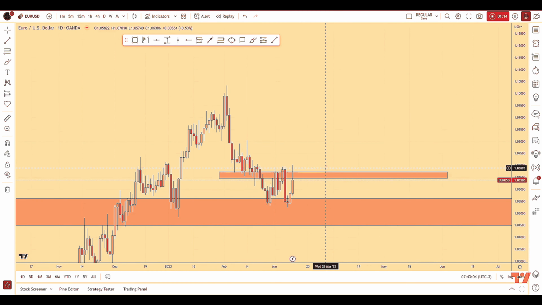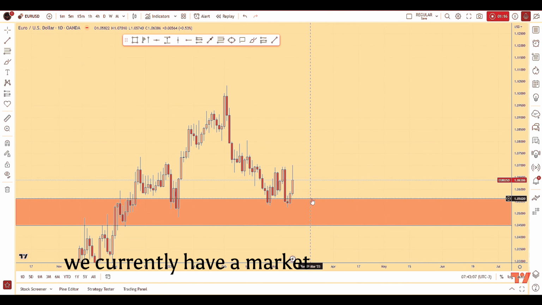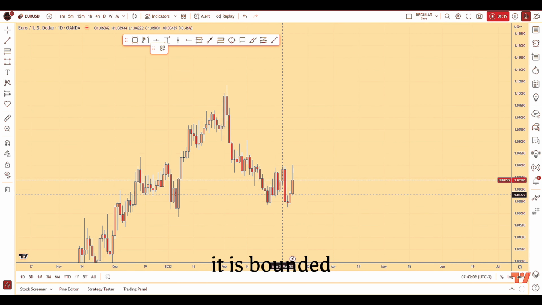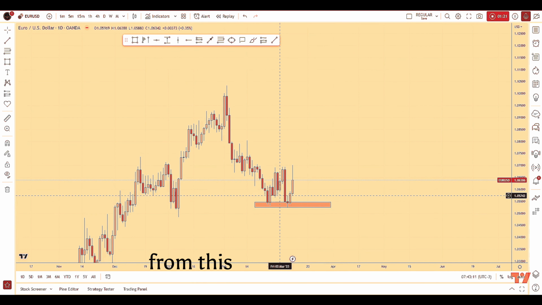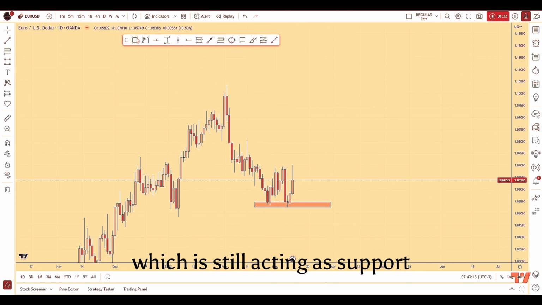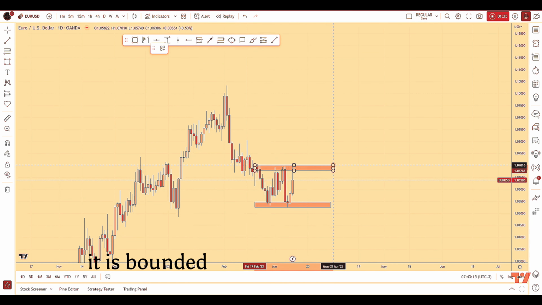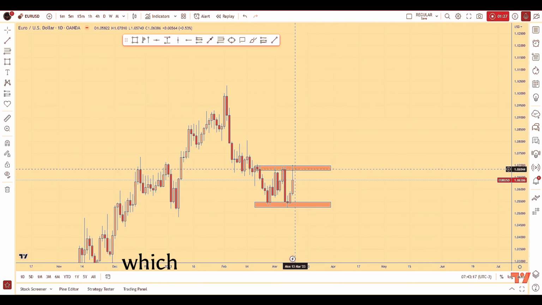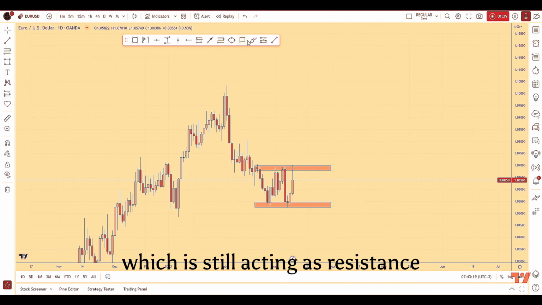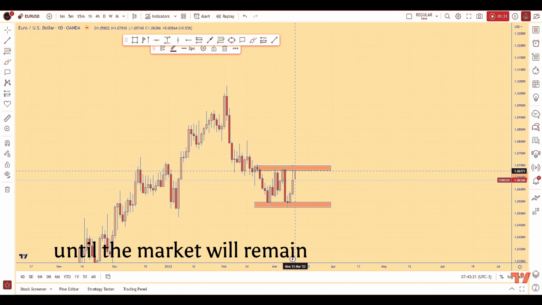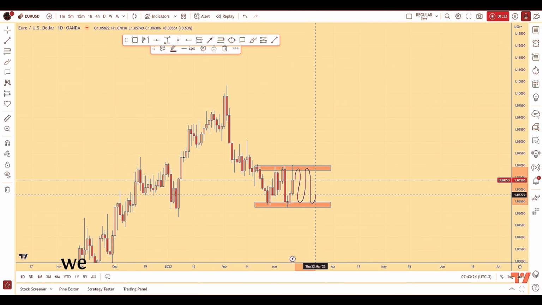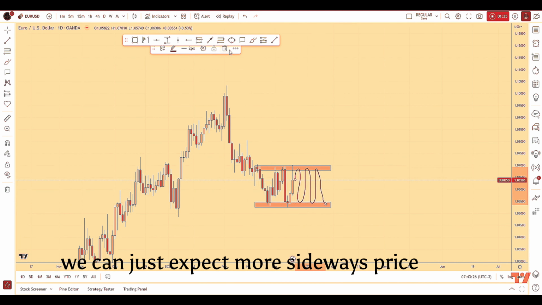Now, here on the daily, the structure is very clear. We currently have a market which is bounded. It is bounded at the bottom from this previous support, which is still acting as support, and at the top, it is bounded by this previous resistance, which is still acting as resistance. Now, until the market will remain in between these two areas, we can just expect more sideways price action.